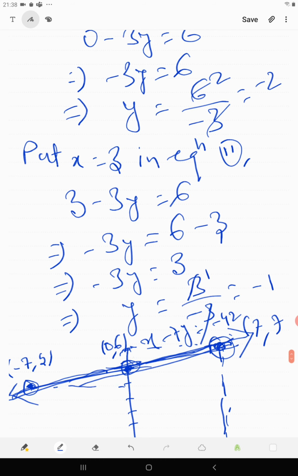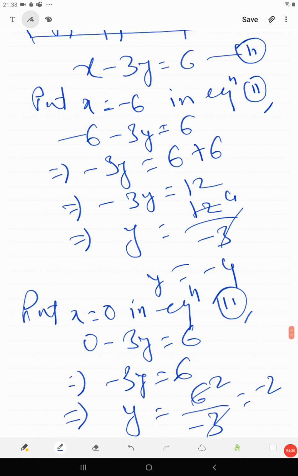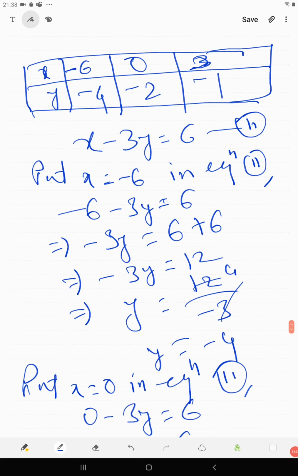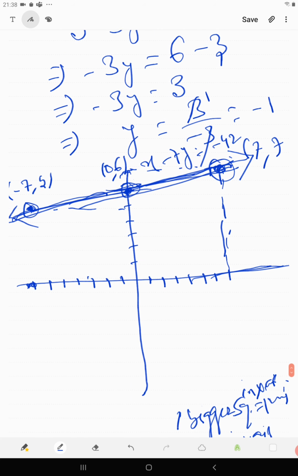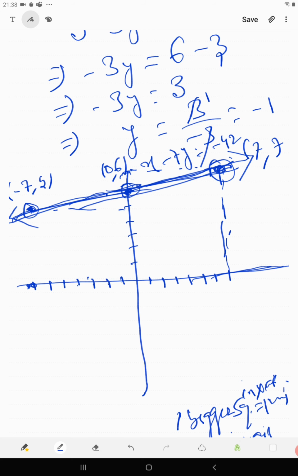Now for the second equation, what are the points? For the second equation, the first point is minus 6 comma minus 4. So minus 1, minus 2, minus 3, minus 4, minus 5, minus 6. So this is minus 6, and then minus 4 going down. Wherever it meets, it is meeting over here. This is our minus 6 comma minus 4.